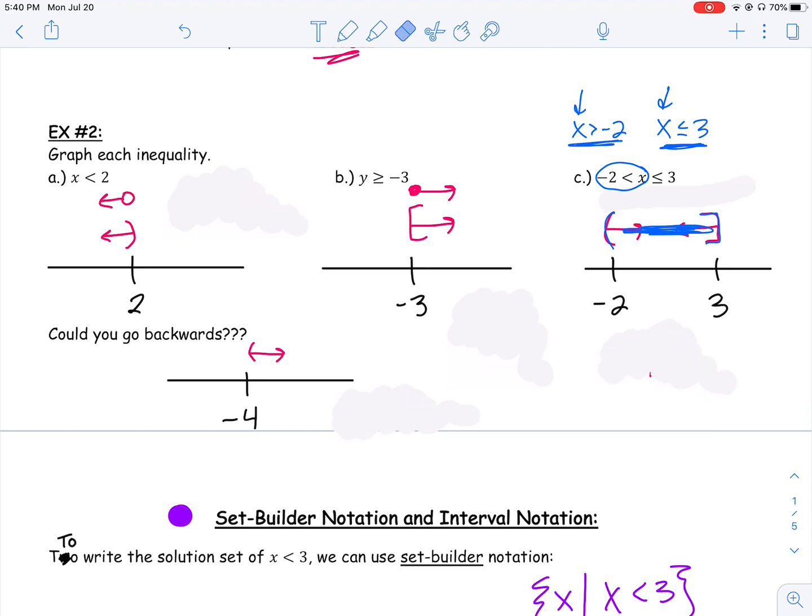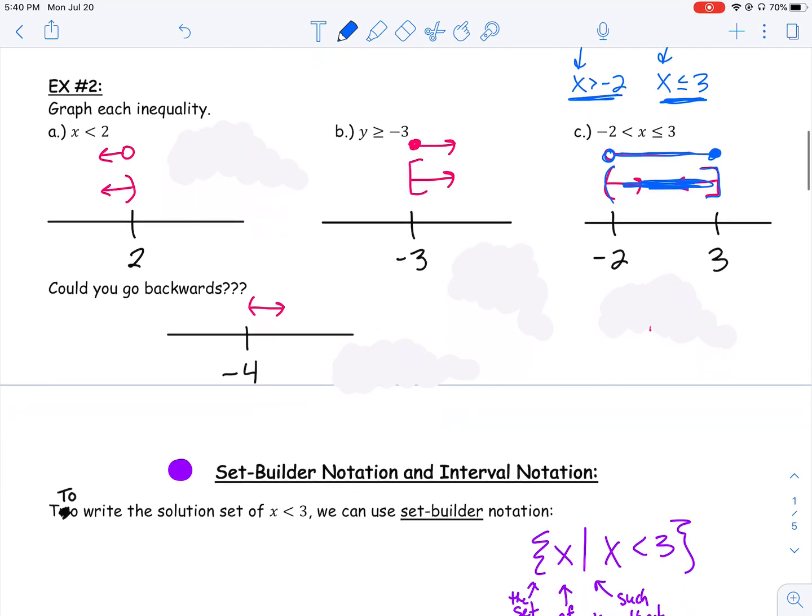If you were using your open circles or closed circles, it would look something like this, where you have an open circle at -2, a closed circle at 3. It doesn't quite look like it's all the way to 3, so make sure that it looks all the way to 3. I don't know what happened there. And then anything in between, including 3, but not including -2.